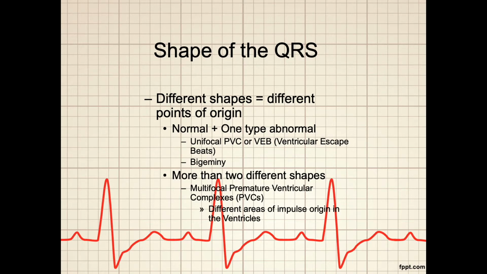Now, if there's two or more different shapes from these wide, bizarre QRS complexes, then we know that these extra, either early or late beats are originating from different parts of the ventricles. We call that multifocal, as in the case of a multifocal premature ventricular complex. Again, this means that these impulses are coming from different areas within the ventricle.